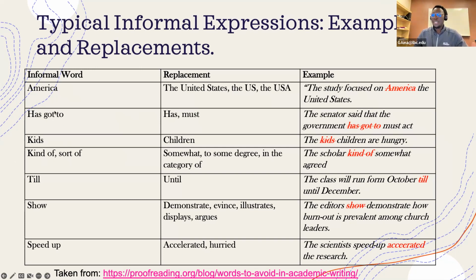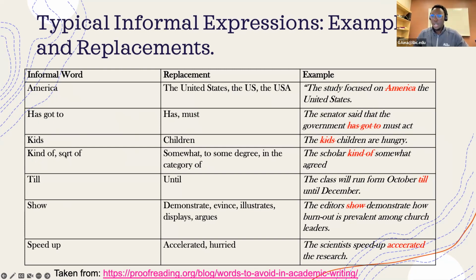But when you're writing an academic essay, you don't use the word kids. Kids is actually informal, right? You say children. So the children are hungry, not the kids are hungry. But remember, this is just in an academic setting. If you're writing a text message, you can use the word kids. But in an academic setting, use the word children.